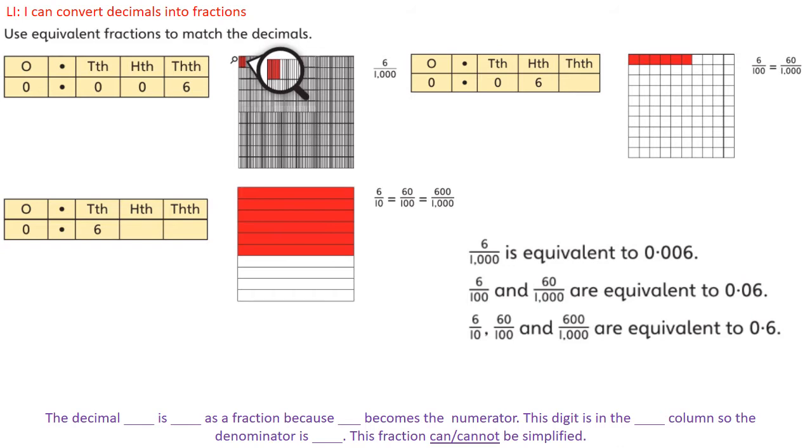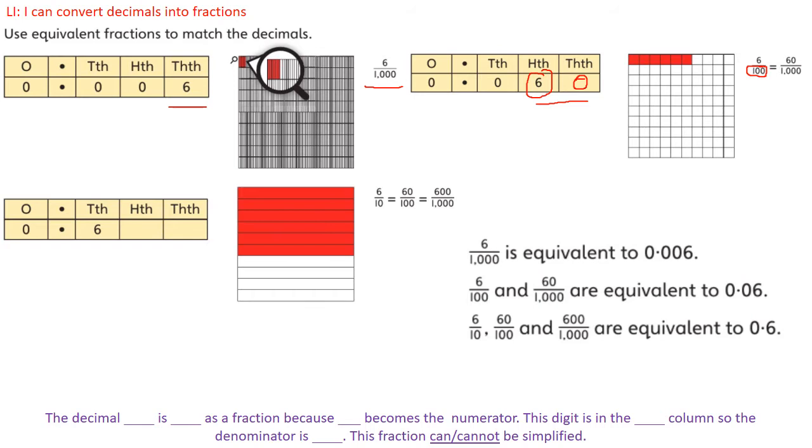So here it is again. It's showing you how this is represented. You've got your 6 thousandths here. So we can write that as 6 over 1,000. Here you've got your 6 in your hundredths column. So you can see that the hundredths becomes the denominator. Now, if I was to add a 0 into a thousandths column, you can see now that I have 60 thousandths.